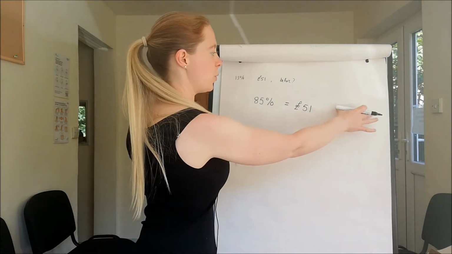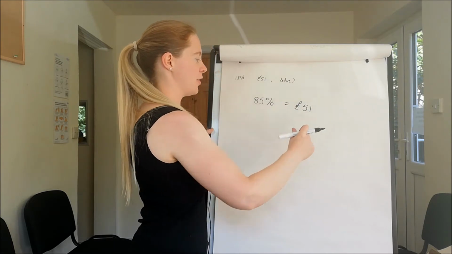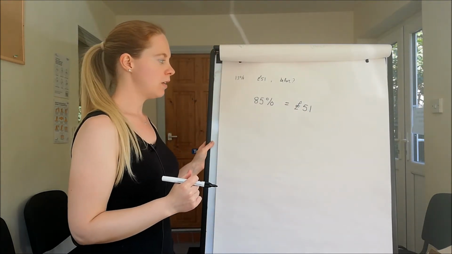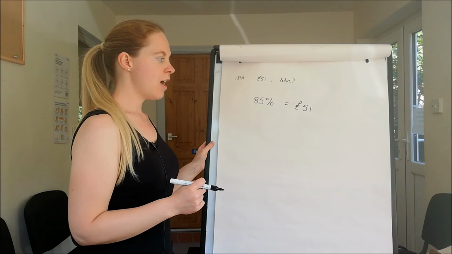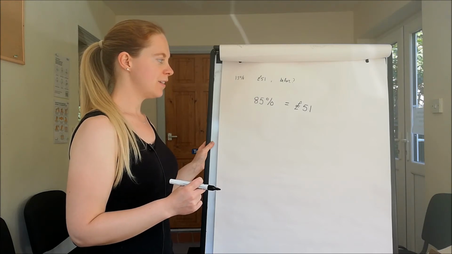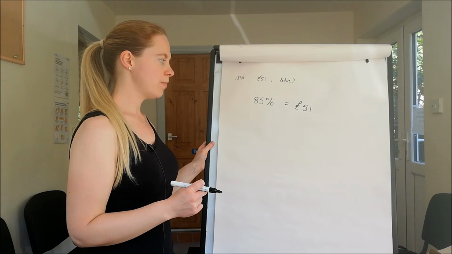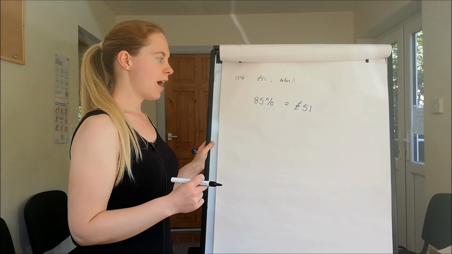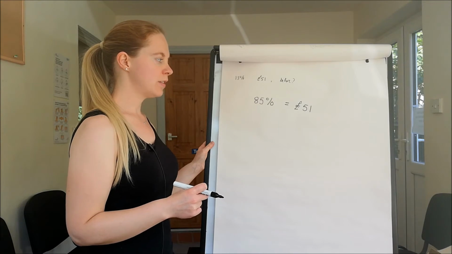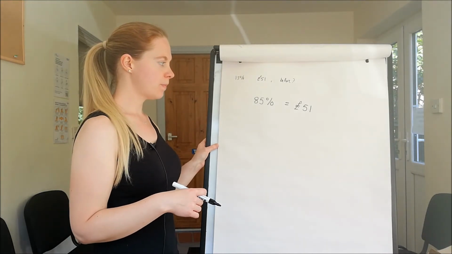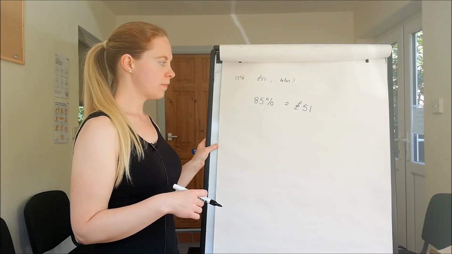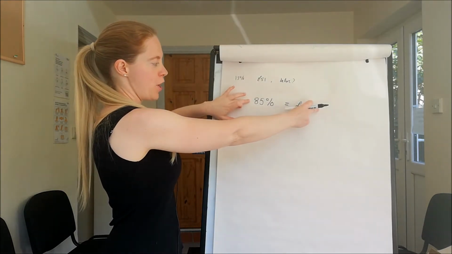So if you want to, off to one side, just put: ask yourself the question, what percent do I have here? Then scale this down and back up to find 100%. So that there is our first line of working.